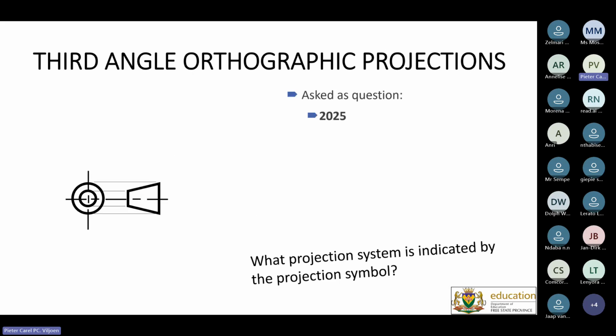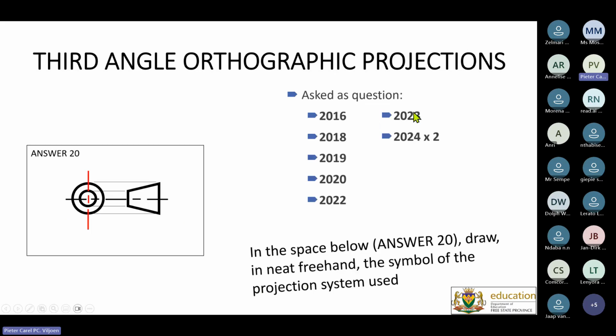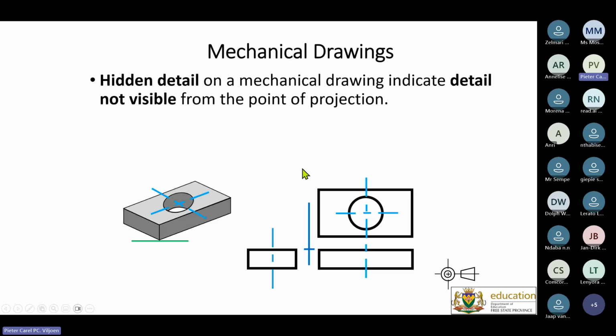Okay, it was asked in 2025 as well. It's not mentioned over here, but here you can see it over there. And what projection system is indicated, that was given in the past. They ask you to show or draw in the place below the projection system required for this.